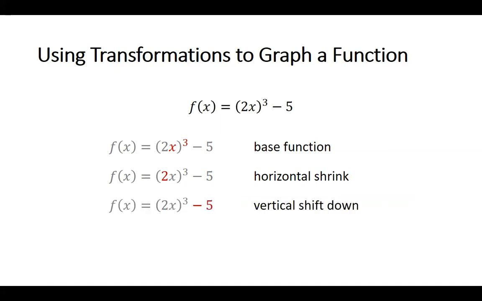And then I have this minus 5, which happens after the function has occurred. That cubing is that original function. So after it, this means we're dealing with the output. So that's a vertical shift down because it's negative. So let's take a look at this and see how that looks graphically.